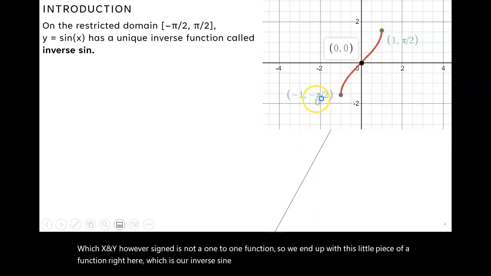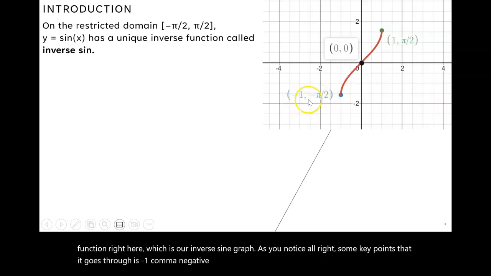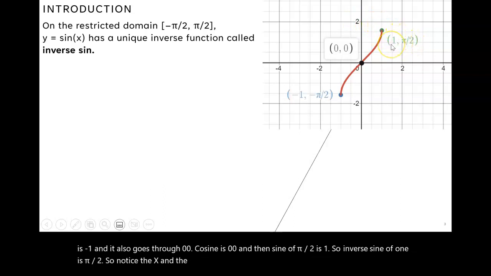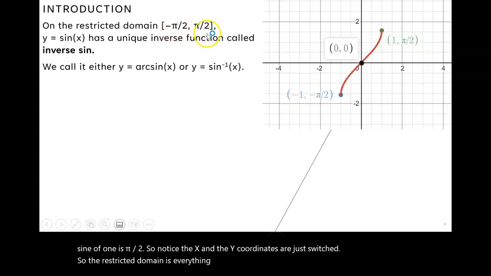As you notice, some key points that it goes through are -1 comma negative pi over 2, and that's because sine of negative pi over 2 is -1. It also goes through 0, 0, because sine of 0 is 0. And then sine of pi over 2 is 1, so inverse sine of 1 is pi over 2. So notice the x and the y coordinates are just switched. So the restricted domain is everything from negative pi over 2 to pi over 2.